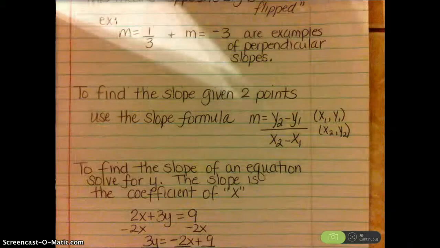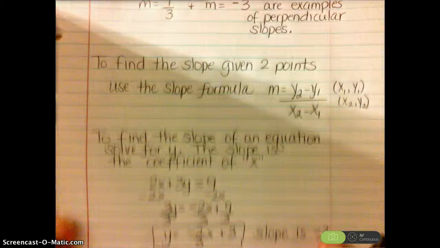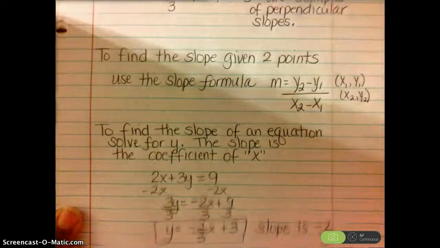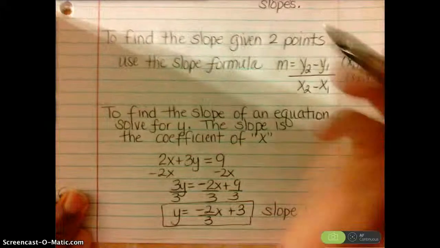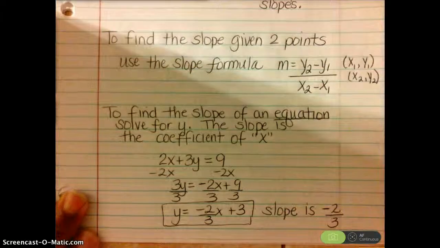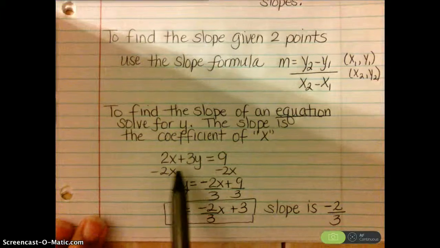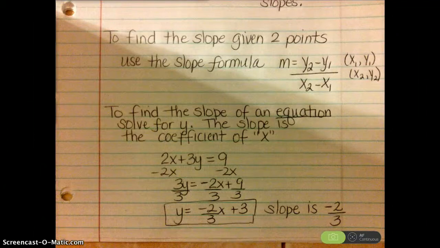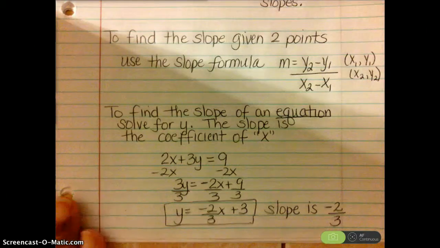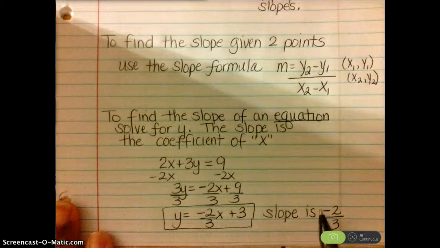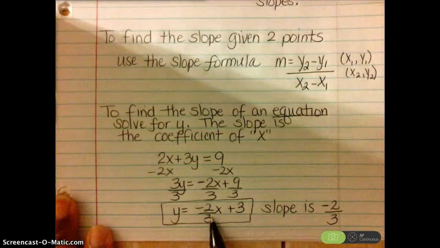All right, now as a review, to find the slope of an equation. So I'm not given 2 points. I'm not given a line. All they're going to give me is an equation. So when I have an equation to find the slope, we're going to solve for y, and the slope is the coefficient of x. So in the equation, 2x plus 3y equals 9. You're going to start by subtracting 2x from both sides, and you get 3y equals -2x plus 9. Then you're going to divide by 3, and you get y equals -2/3 x plus 3. So for this particular equation, the slope is -2/3 because that is the coefficient of your x.